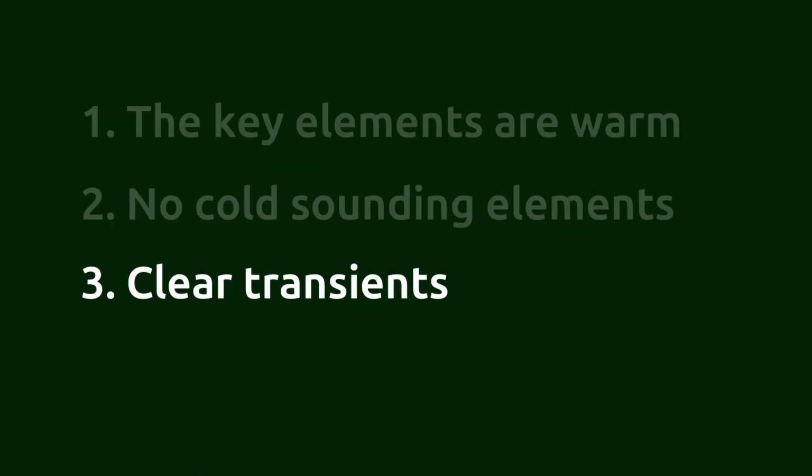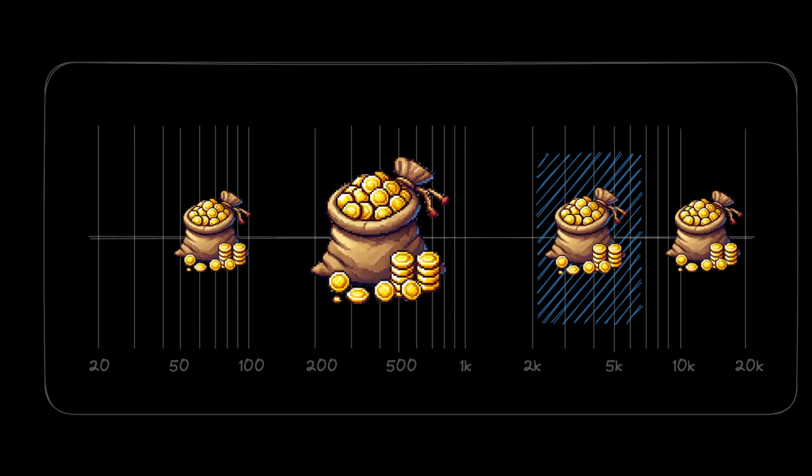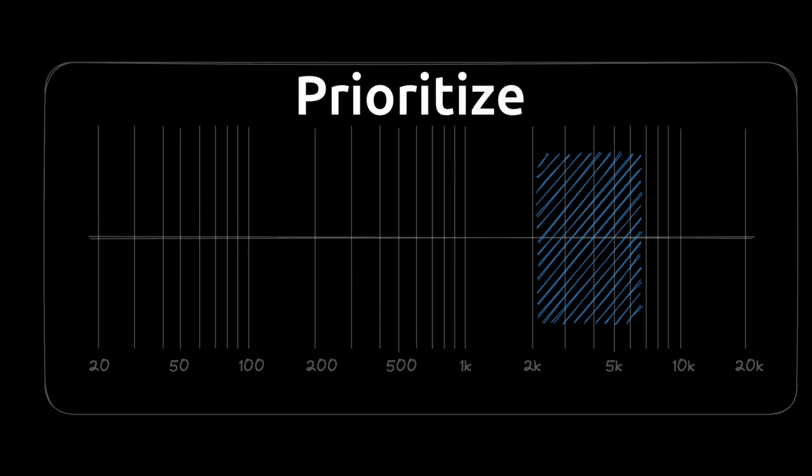The transients are clear and balanced. The upper mids is an important area for clarity and presence, and too little energy in this area will often make the mix sound muddy or distant. And in a warm sounding mix, there is usually a limited budget available here before the mix starts sounding harsh or cold. So we will need to prioritize, and just as with the lower mids, the key elements of the mix will need to have priority in the upper mids as well.